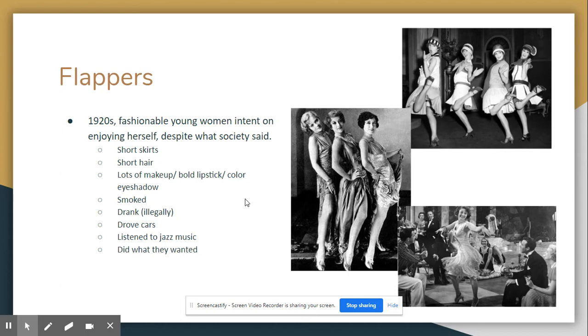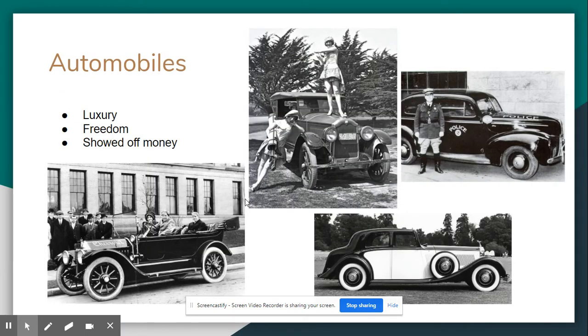So they had short skirts, short hair, lots of makeup, very bold makeup. They smoked, they drank illegally, they drove cars, they listened to jazz music, and they did what they wanted. Okay, so you'll see some of this in the novel as well. There's some automobiles. They represented luxury, freedom, showed off the fact that you had money.